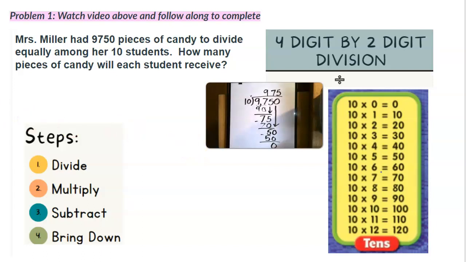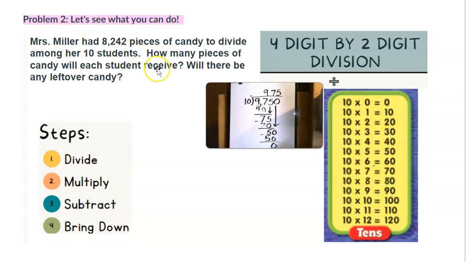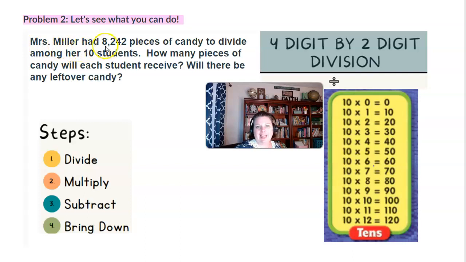So on your assignment today, follow along with me how I solved this one. Then you'll have a similar problem to complete on your own. Okay? The problem shows Mrs. Miller had 8,242 pieces of candy to divide among her 10 students. How many pieces of candy will each student receive? Will there be any leftover candy as a remainder?